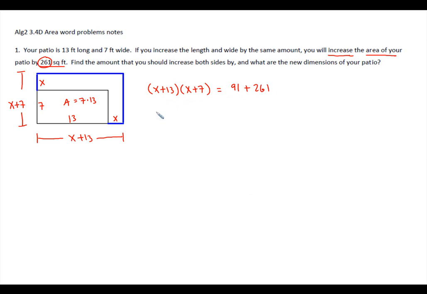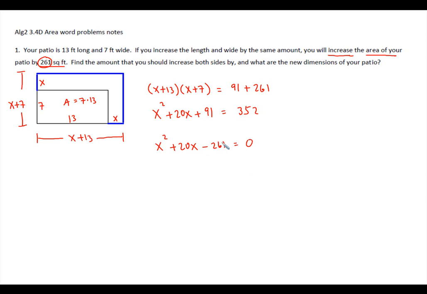And then we multiply this, so we get x squared plus 20x plus 91 is going to equal 91 plus 261, which is 352. So we have a quadratic here that we're going to solve, so we need to make it equal 0. We subtract 352 on both sides. So we get x squared plus 20x, and 91 minus 352 gives us negative 261, so negative 261 is equal to 0.